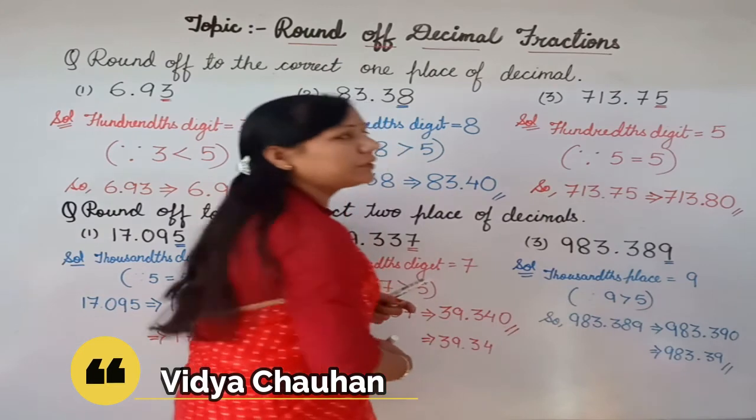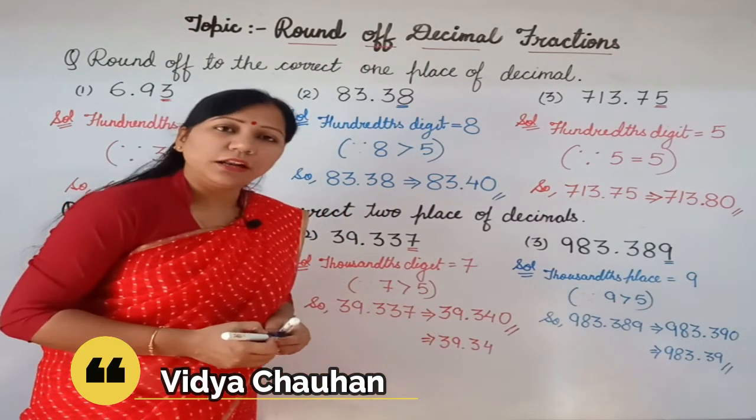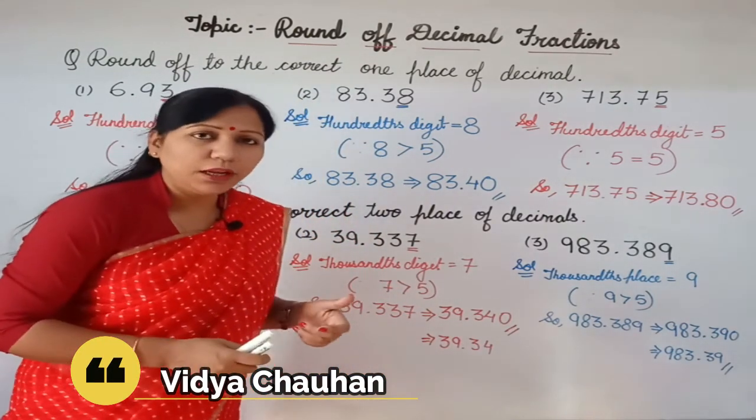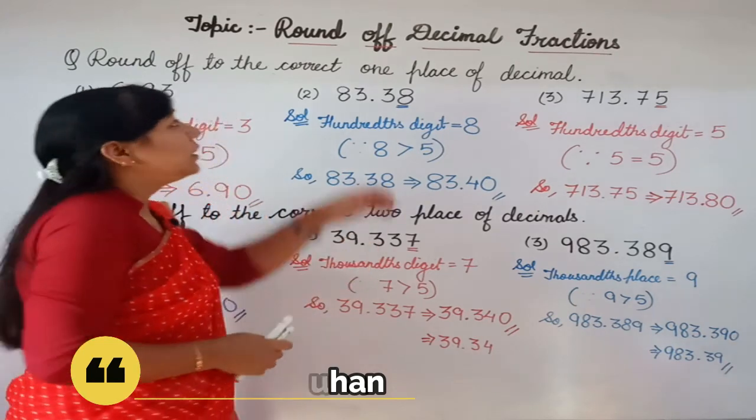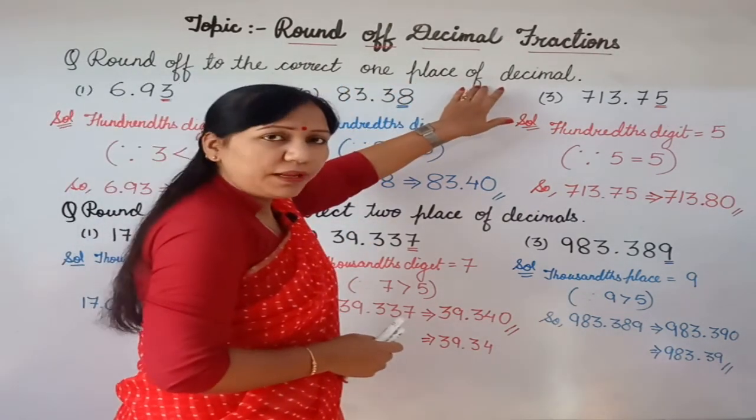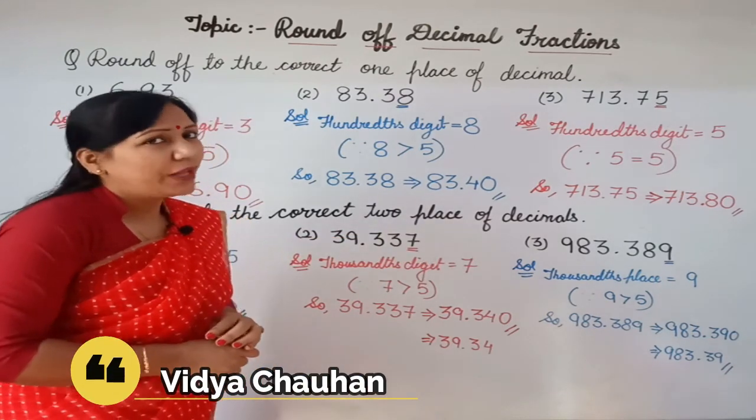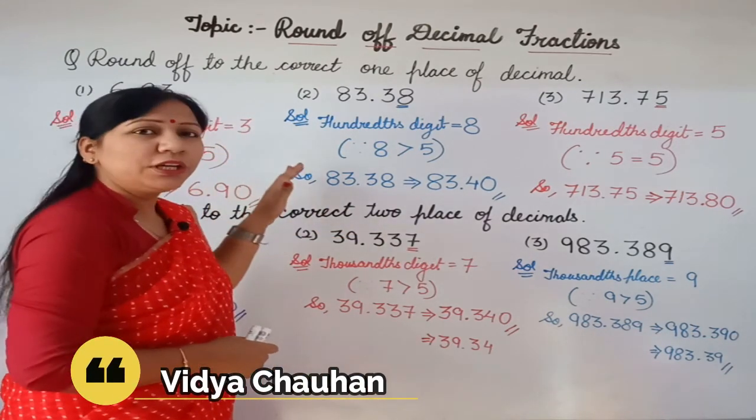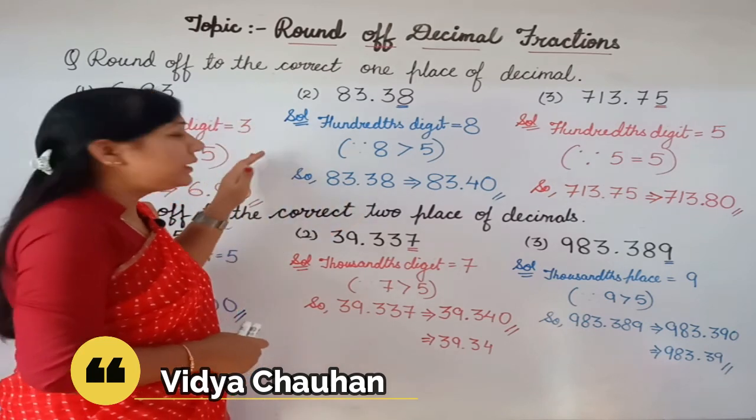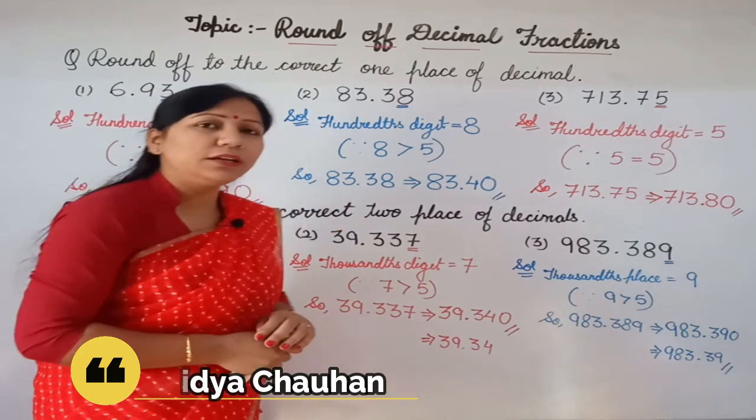So this is how you can round off any decimal number to the nearest 1 decimal place value and the nearest 2 decimal place values. I hope the explanation, the rules and the understanding of the questions were clear to all of you.